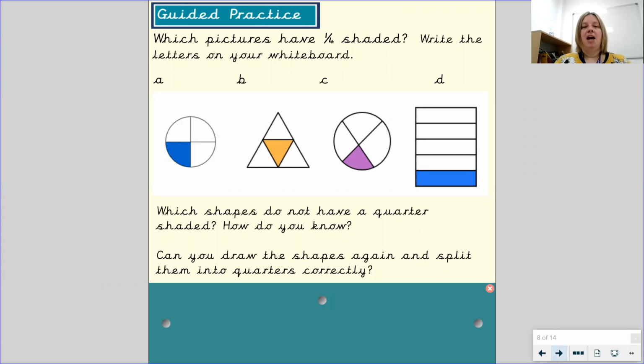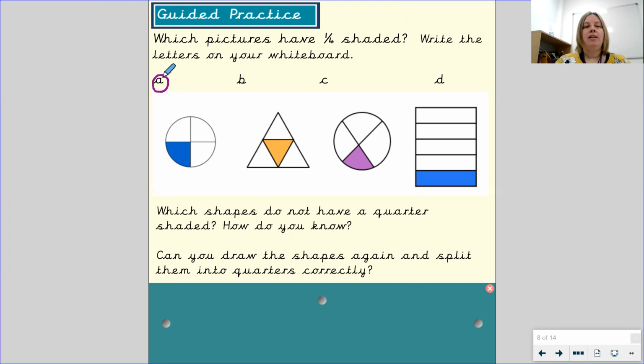Which pictures have 1/4 shaded? Write the letters on your whiteboard. Pause your video and write the letters that have 1/4 shaded. Let's have a look. A is split into 4 equal parts. One part is shaded, so I should have written the letter A on my whiteboard.